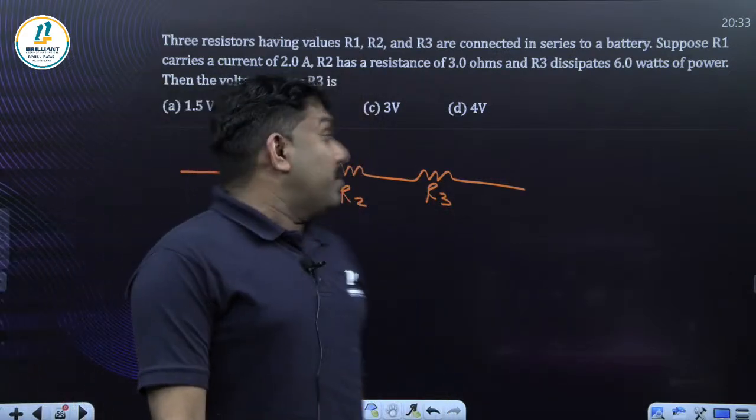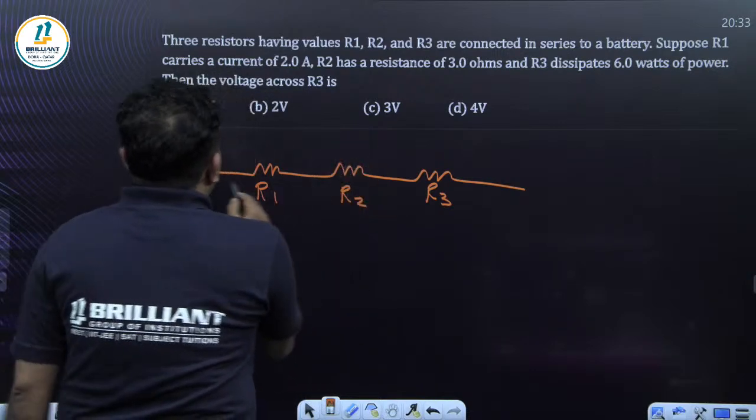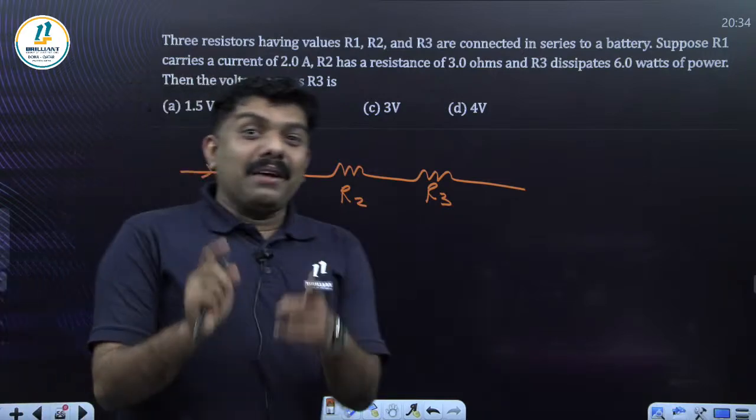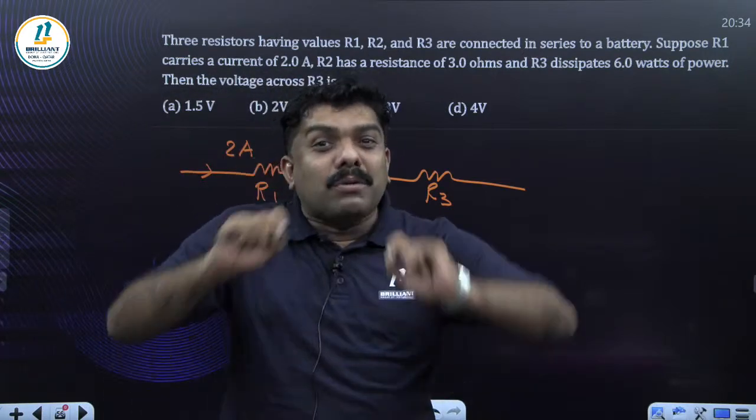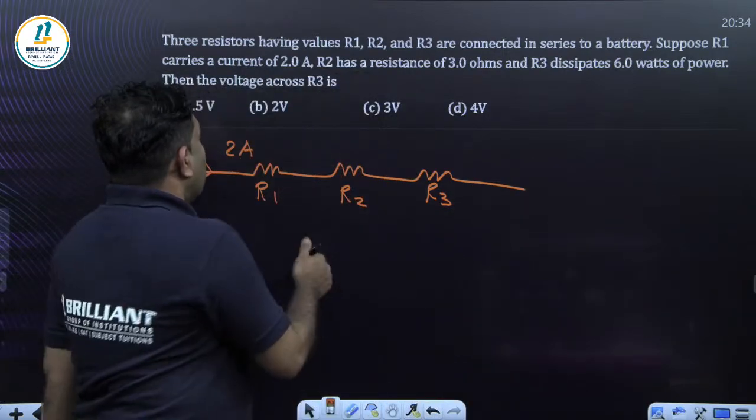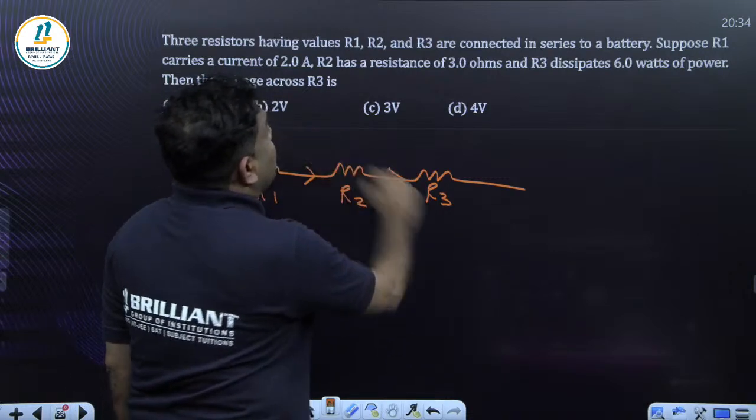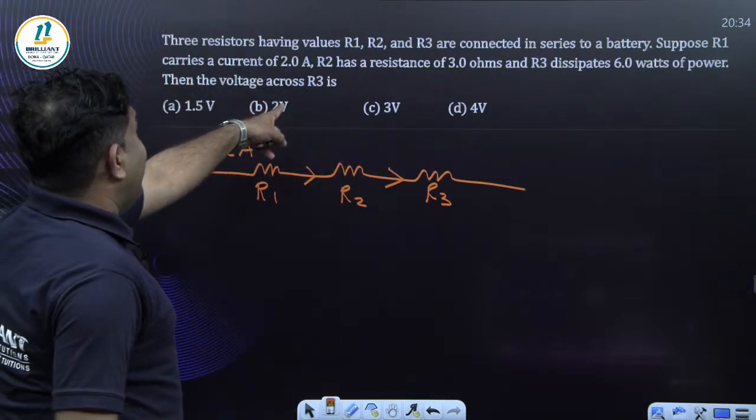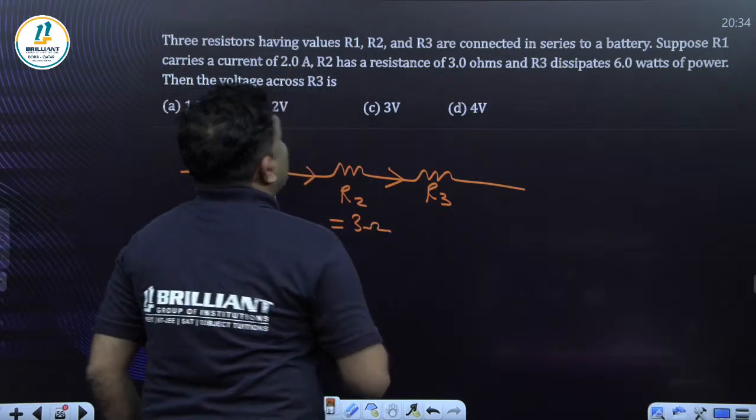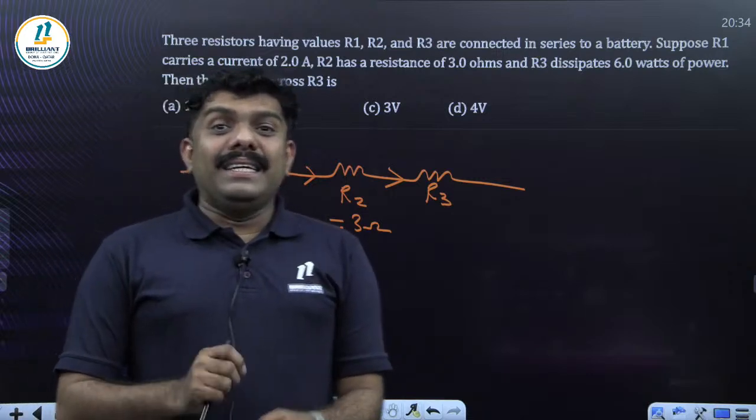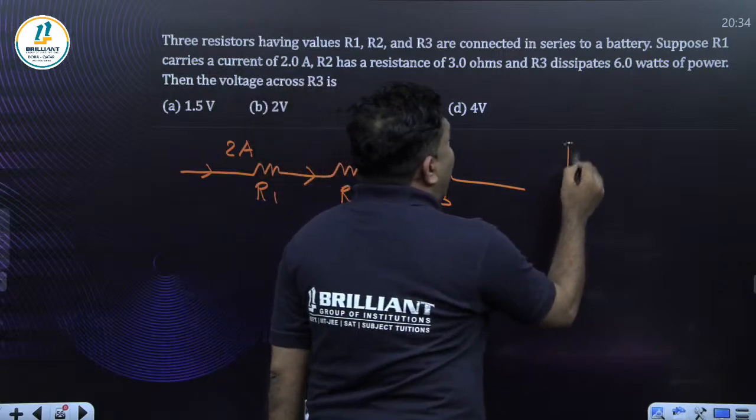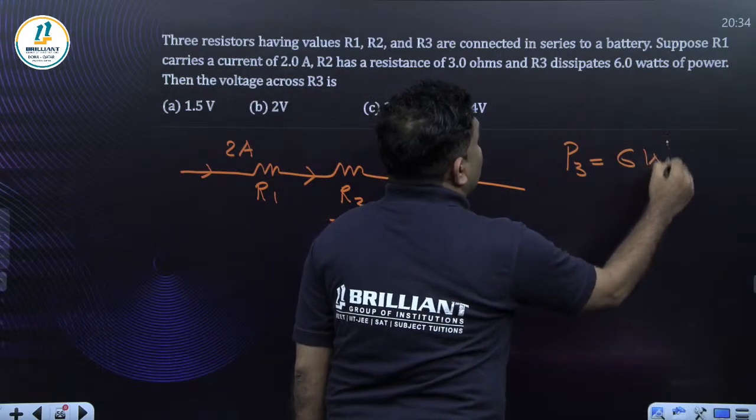Now look here, R1 carries a current of 2 ampere. So I am marking here the current is 2 ampere. If R1 carries 2 ampere, R2 and R3 also carry 2 ampere, because in series the current remains the same. Then they give another data: R2 has a resistance of 3 ohm, so R2 is equal to 3 ohm. Then R3 dissipates 6 watt of power, so the power across R3 is equal to 6 watt.